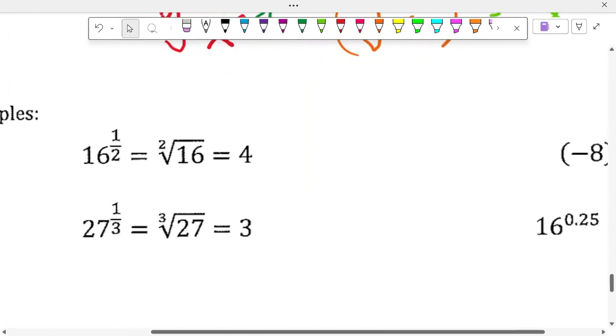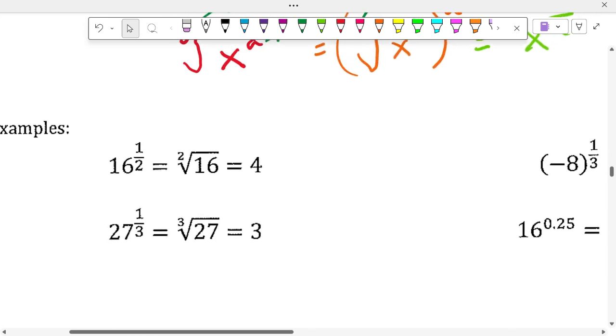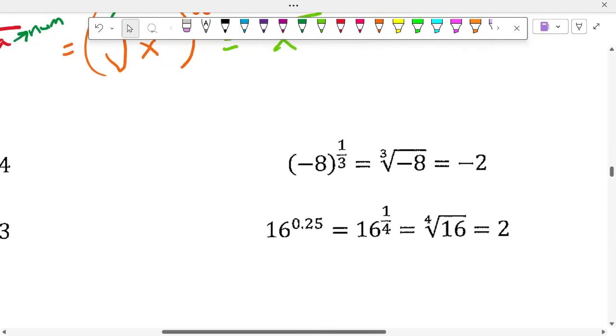So some examples here. 16 to the 1/2, that's the same thing as the square root of 16, which is just 4. 27 to the 1/3, same thing as the cube root of 27, which is 3. Negative 8 to the 1/3, same thing as the cube root of negative 8.